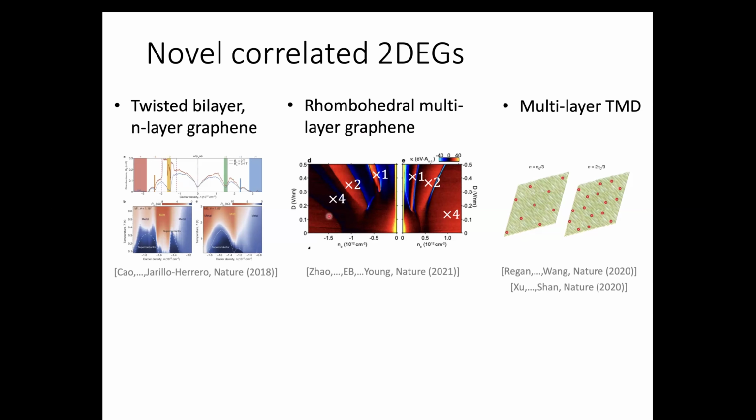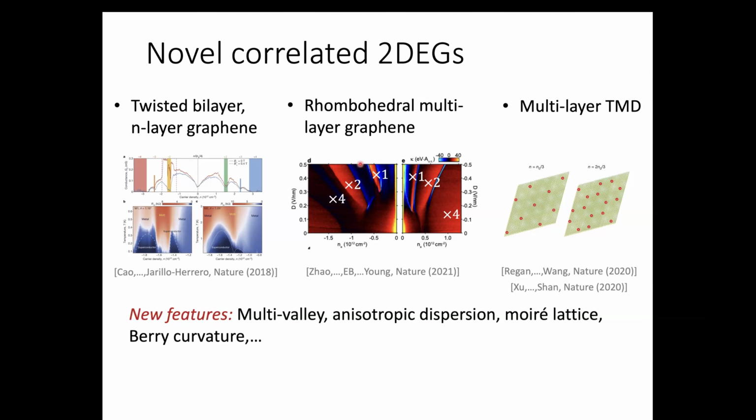So one way to think about all these systems is as generalizations of the textbook problem of the homogeneous electron gas, right? If you think about the jellium model that you see in a first course in solid state physics, but with added features. So instead of just plain vanilla electrons in a 2D plane with a parabolic dispersion and two spin flavors, you have multiple valleys in all these systems. You have anisotropic dispersion relations. You can have a superlattice like a Moiré lattice. You can have Berry curvature in these bands and so on.